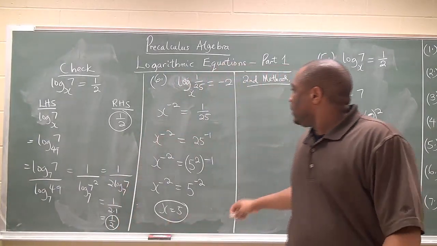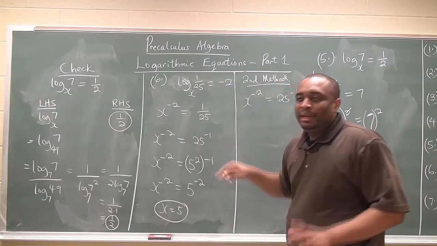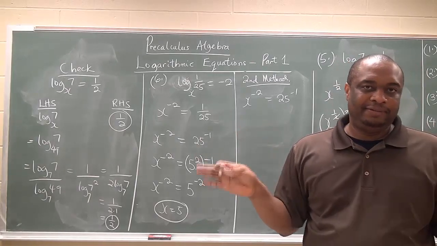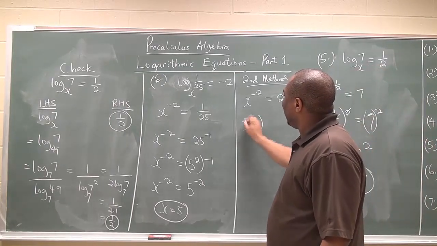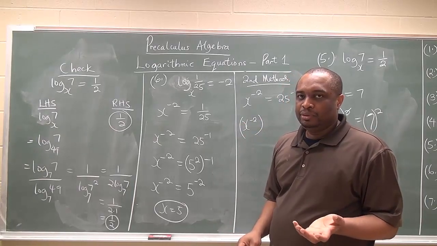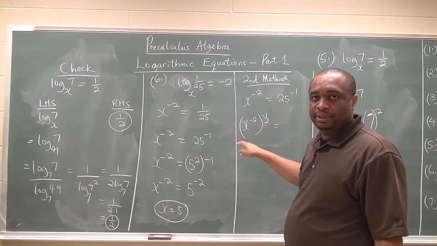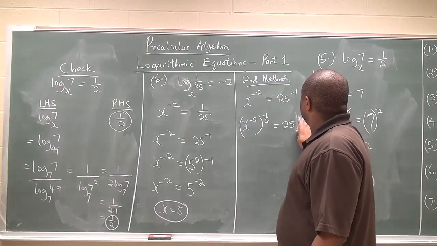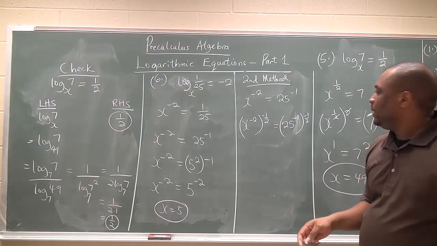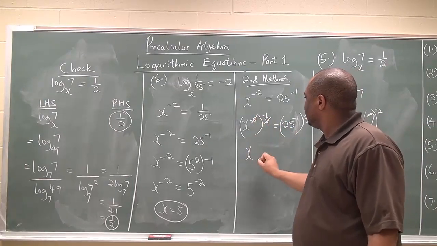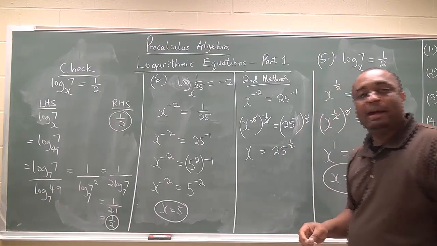Second method to do it. When you come over here, x exponent negative 2 equal to 25 exponent negative 1. Let's say it did not occur to you that 25 is 5 squared. So all you need to do, just like we did here, is raise both sides to the reciprocal of negative 2. It's negative 1 half. Okay? And whatever you do to the left, you do to the right. 25 exponent negative 1 times negative 1 half. So here, negative 2 times negative 1 half is just 1, so we get x. So x will be equal to 25 exponent, negative 1 times negative 1 half, which is half.